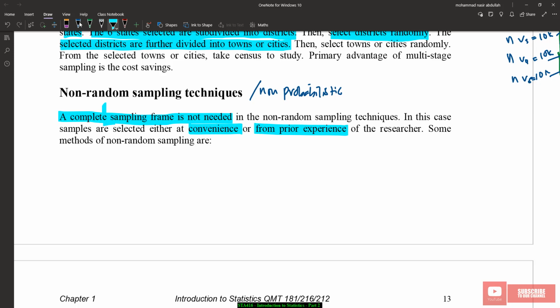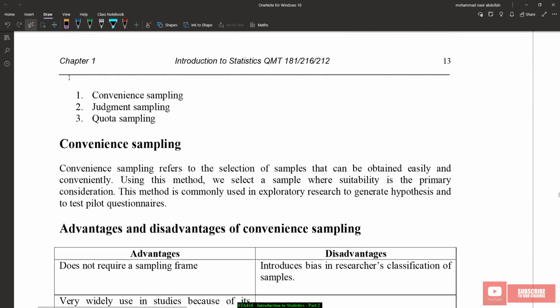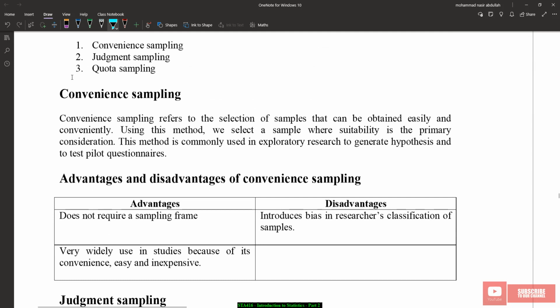Right, some methods of non-random sampling techniques that we're going to discuss here are convenient sampling, judgment sampling, quota sampling, and another one is snowball sampling. Right. Convenient sampling is referred to the selection of sample that can be obtained easily and conveniently. For example, let's say you're designing a questionnaire about the food preference, right? Food preference, and then you go to the cafe, UiTM cafe, right?